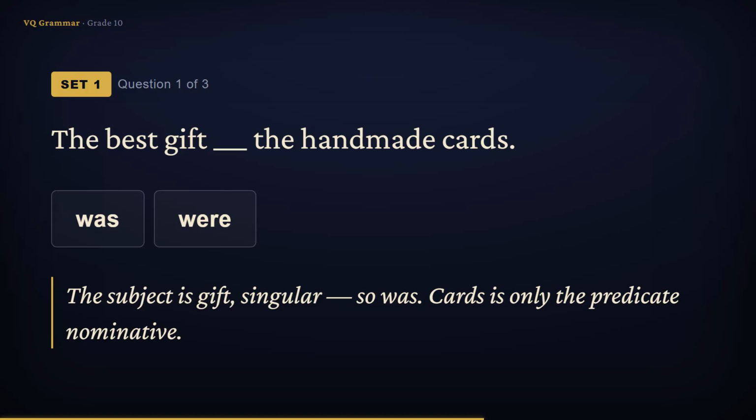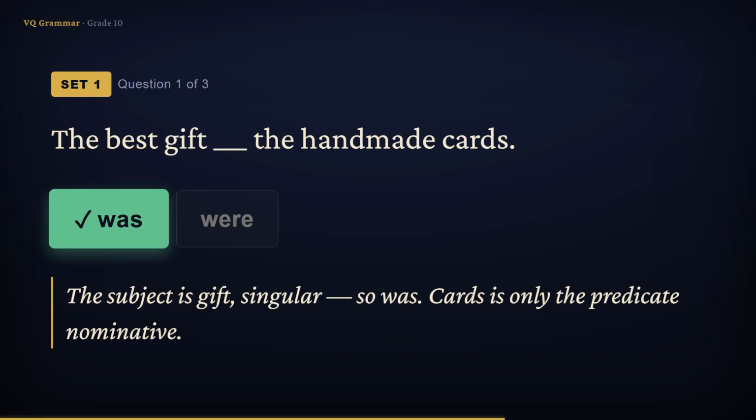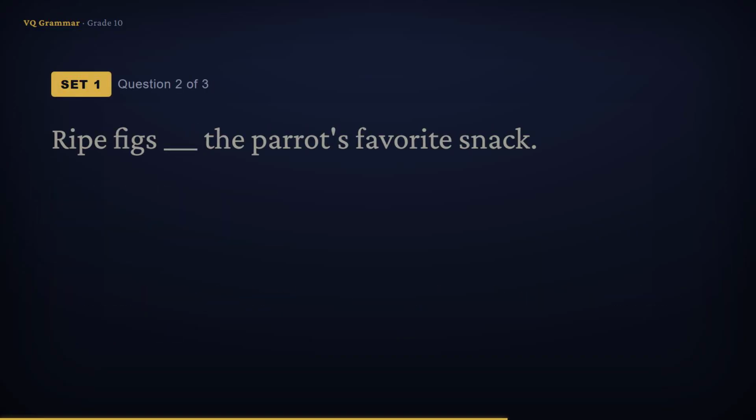Find the subject. Who or what is this sentence about? The best gift. Gift is singular, so the verb must be singular too. Yes, cards is plural, but cards sits after the verb, so it gets no vote at all. The answer is was. Ripe figs, blank, the parrot's favorite snack.